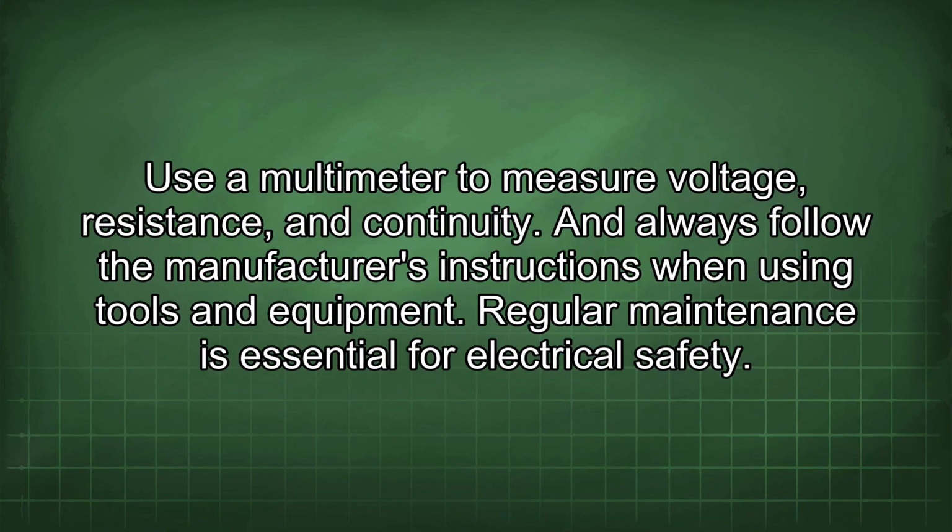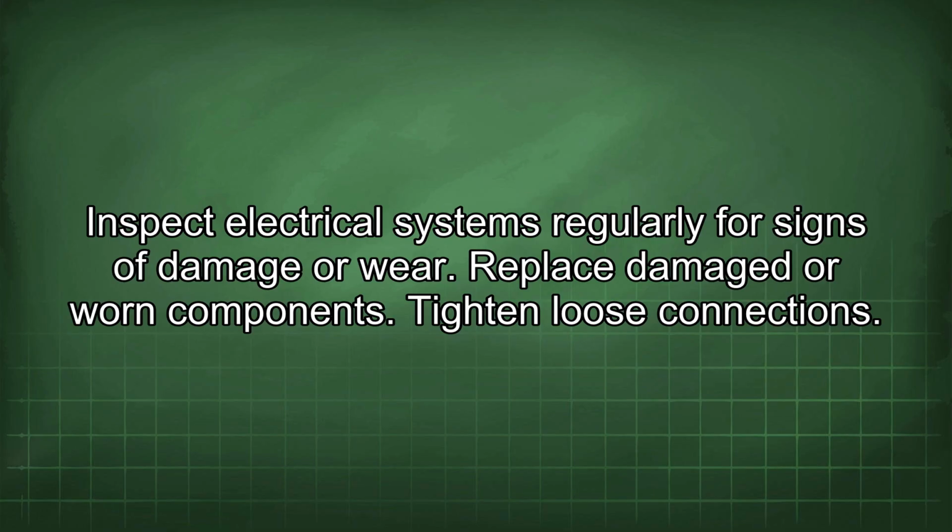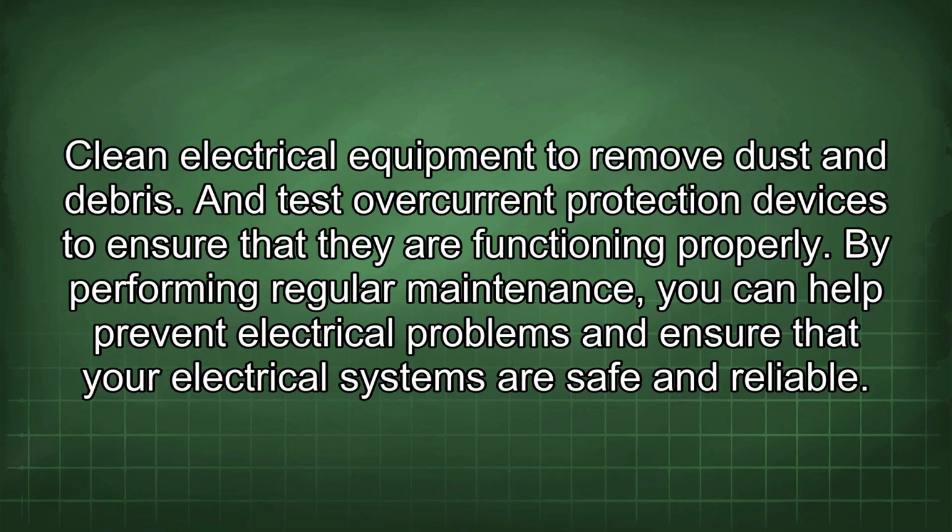Regular maintenance is essential for electrical safety. Inspect electrical systems regularly for signs of damage or wear. Replace damaged or worn components. Tighten loose connections. Clean electrical equipment to remove dust and debris. And test overcurrent protection devices to ensure that they are functioning properly. By performing regular maintenance, you can help prevent electrical problems and ensure that your electrical systems are safe and reliable.